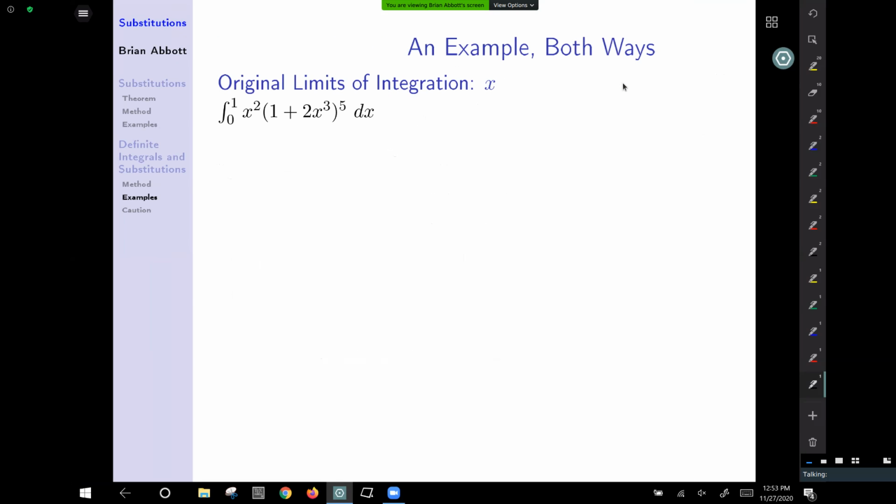So again, our substitution is going to be the exact same as we did above. u is equal to 1 plus 2x to the 3rd power. This time we're going to use the original limits of integration. We're not going to change them. They're going to be in terms of x still. And so then our derivative became dx is equal to du over 6x squared. I skipped a little bit of algebra there.